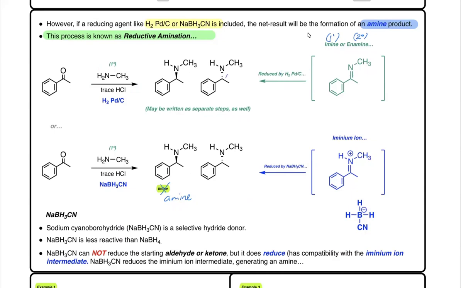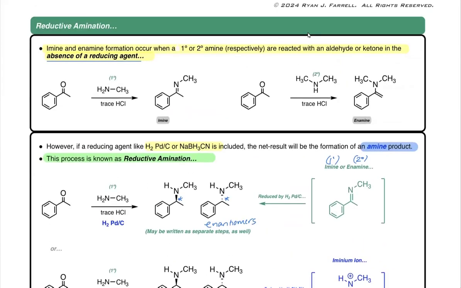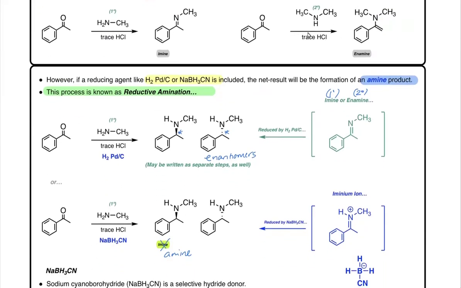And if we're generating a chiral carbon, notice that we can form a pair of enantiomers or possibly diastereomers. Here, these are specifically enantiomers. So if H2/Pd-C is present, we reduce the imine carbon-nitrogen pi bond, or if we had reacted with a secondary amine, we would reduce the carbon-carbon pi bond of the enamine, forming an amine.